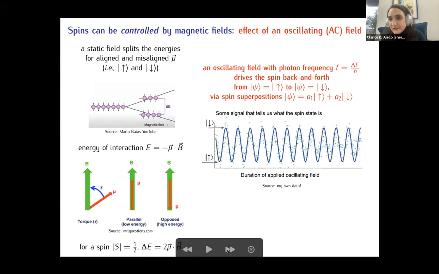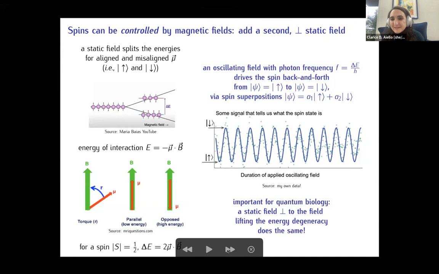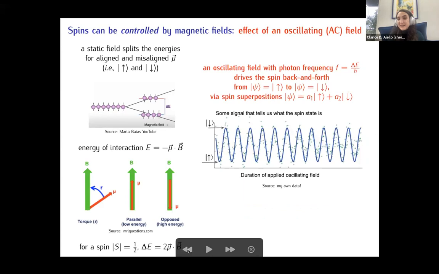So it turns out that there's a second way that we can generate the same type of oscillation between quantum states. When people are doing these things in the lab, sometimes it's more convenient to use those oscillating AC fields with a certain frequency. It's an active way of controlling. However, there's a similar phenomenon that happens in quantum biology. It can also happen in the lab, except that in the lab it's more convenient to do this with AC fields.